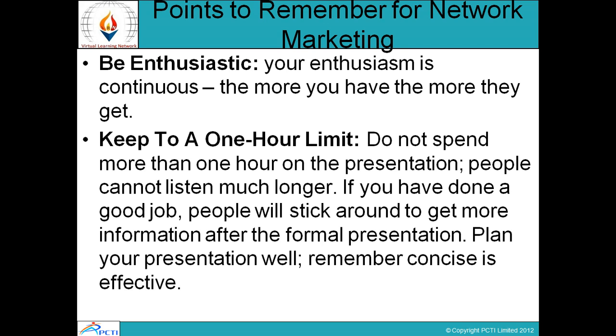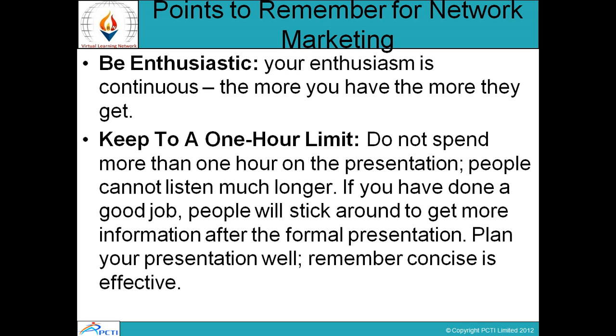Keep to a 1 hour limit. It means do not spend more than 1 hour on the presentation. People cannot listen much longer. Yes, it is true. लोग आपकी presentation को बहुत लंबा समय तक bear नहीं कर पाएंगे. So if you have done a good job, people will stick around to get more information after the formal presentation.